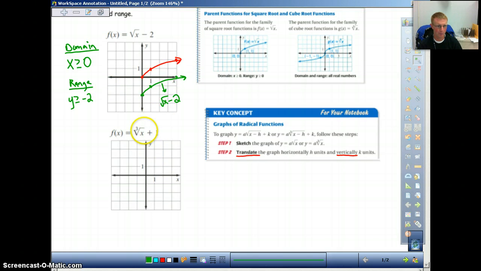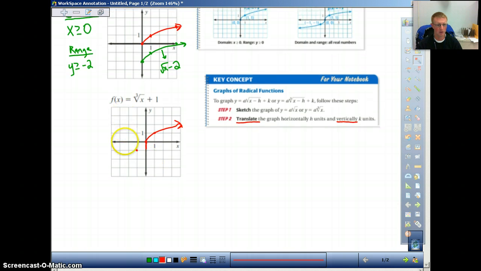The next one, we're going to start with our parent, the cube root of x. That's going to look like a point here, a point here, and a point here, and then it does something like this. Again, this does not have to be perfect. It doesn't have a curl like that.